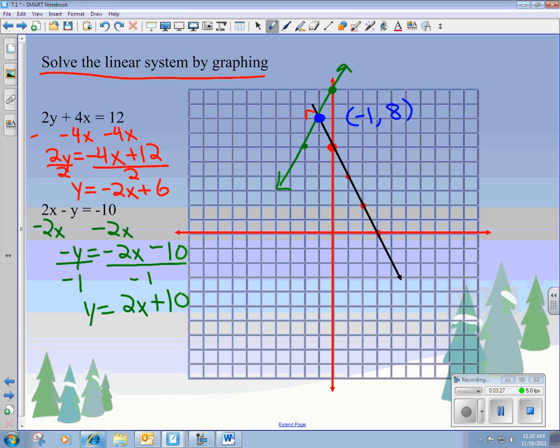Just to check it, make sure you go back and plug it in. So plugging it in for our first equation, the negative 1 goes in for x. So negative 2 times negative 1 is positive 2. Positive 2 plus 6 gives us 8, which is what we wanted. For our second equation, plugging it in for x, negative 1 times 2 gives us negative 2, plus 10 is also 8. So that works out. So that's our solution to it, negative 1, 8.